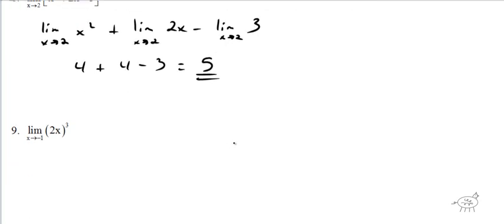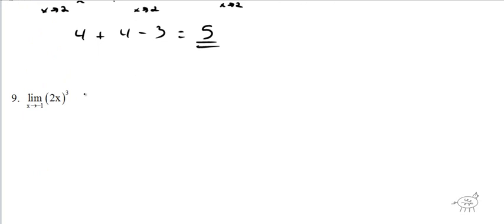Okay. The next one, I'm going to show a couple steps here. I can say that's limit as x approaches -1 of 2x, and this is to the third power.